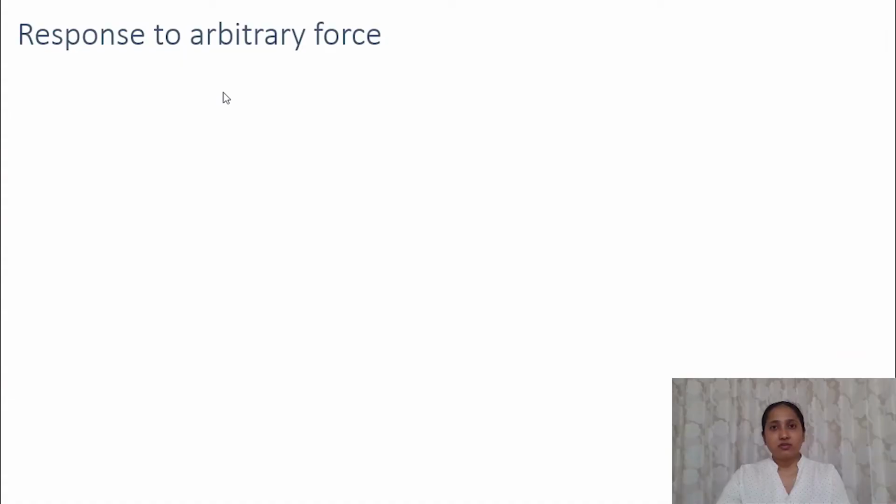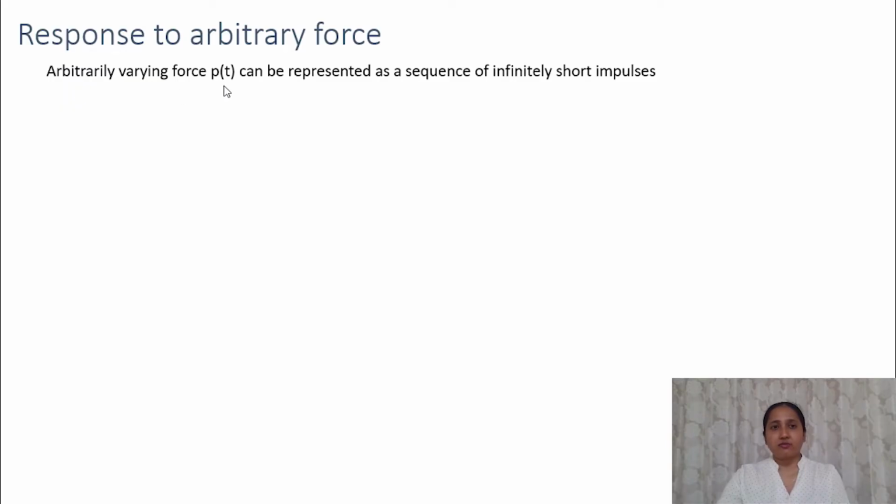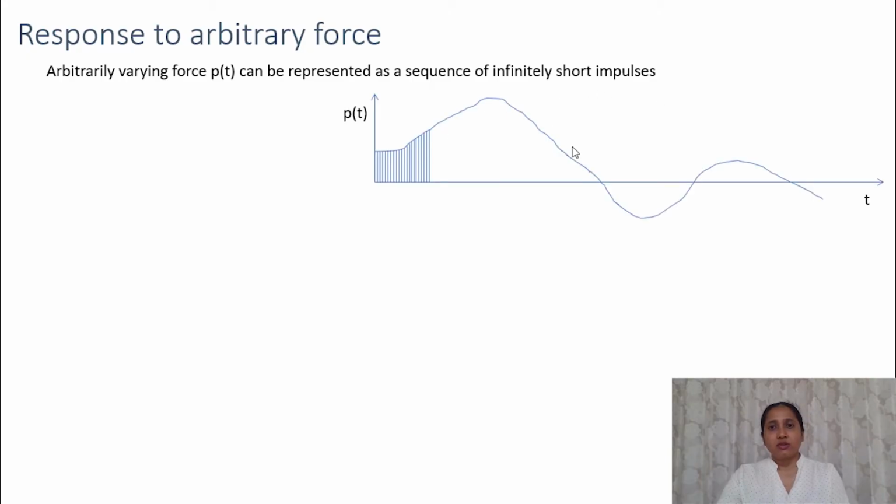Now let's find the response to arbitrary force. So we will use the unit impulse response function to calculate the response to arbitrary force. Let's see how it is done. Arbitrarily varying force can be represented as a sequence of infinitely short impulses. So we have this force and it is having an arbitrary shape. It's varying arbitrarily with time.